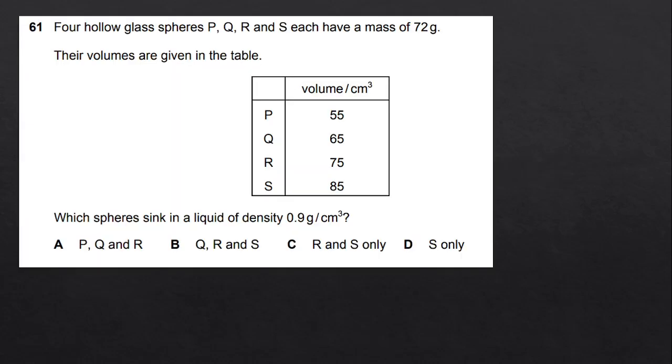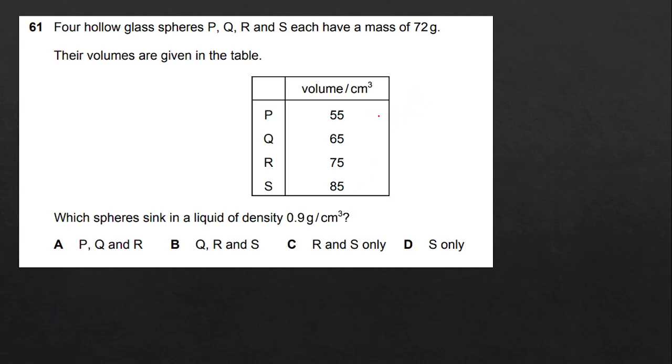Question 61. Four hollow glass spheres P, Q, R and S each have a mass of 72 gram. Their volumes are given in the table. Which spheres sink in a liquid of density 0.9 gram per cm cube? To determine this, we need to know the density of each of these glass spheres.